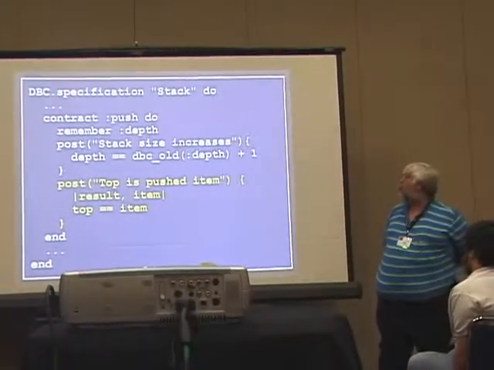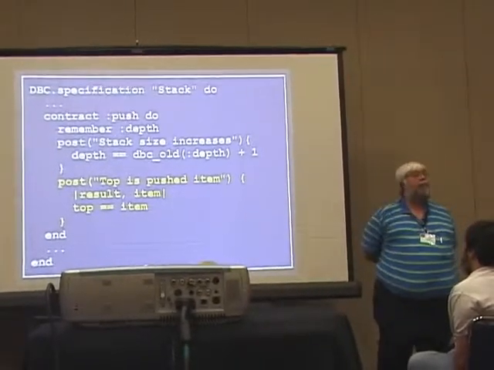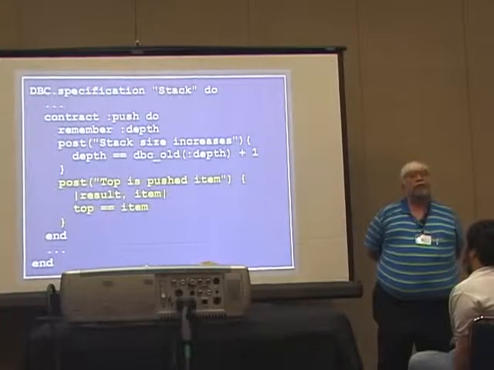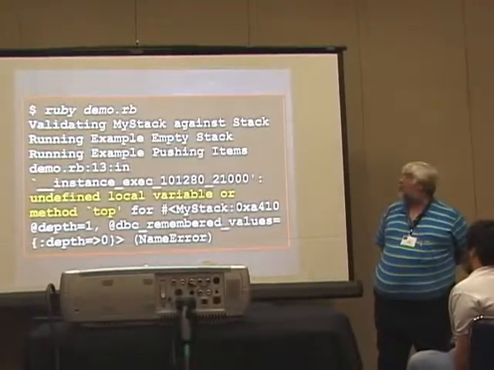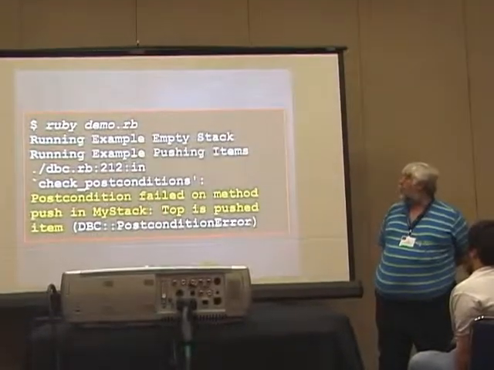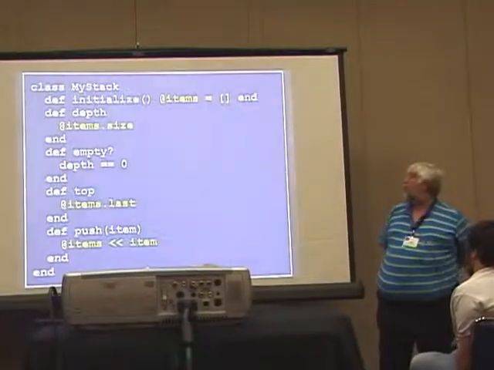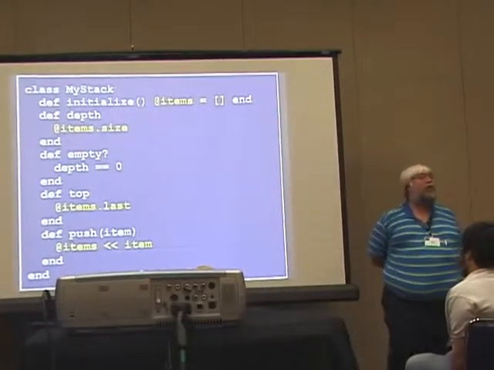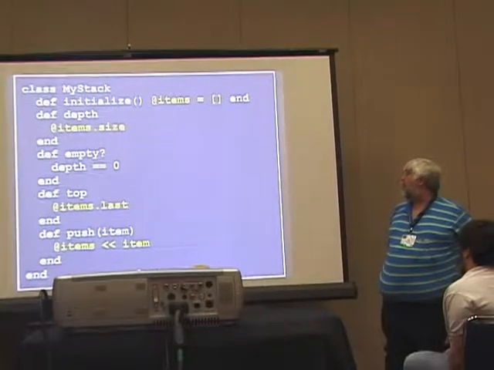We had a post condition for push that says after you push, the top item of the stack needs to be whatever you pushed on the stack. We run it. We didn't define a top, so we define a top. We run it again. Post condition is failing. The one that we just added is now failing, so we go in and now we have to actually write some real code to push items on the stack.